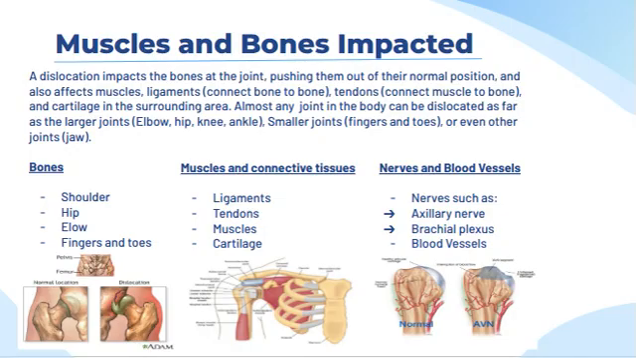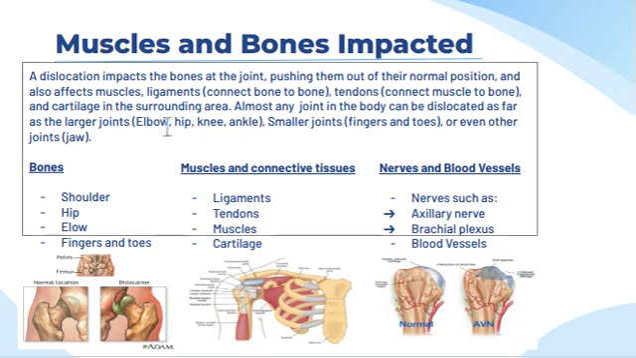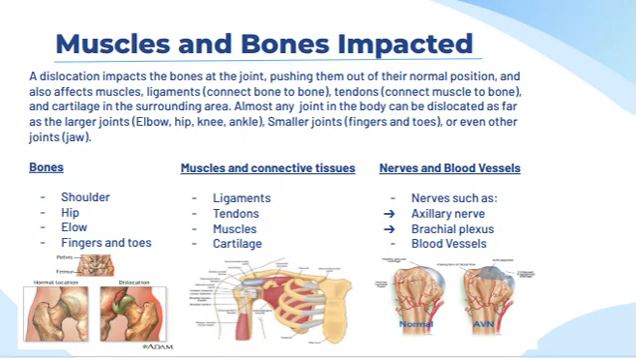So for bones, when you dislocate a shoulder, the head of the humerus is displaced from the shallow socket of the scapula. When you dislocate a hip, the femoral head is dislodged from the hip socket. In the elbow, bones in the elbow joint such as the humerus and ulna can be dislocated, and the bones in the smaller joints of the fingers and toes can also be dislocated. So moving on to muscles and connective tissues.